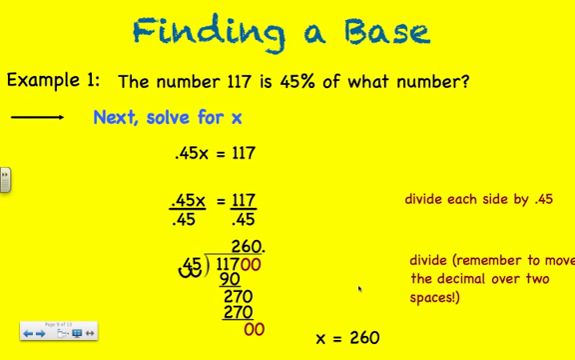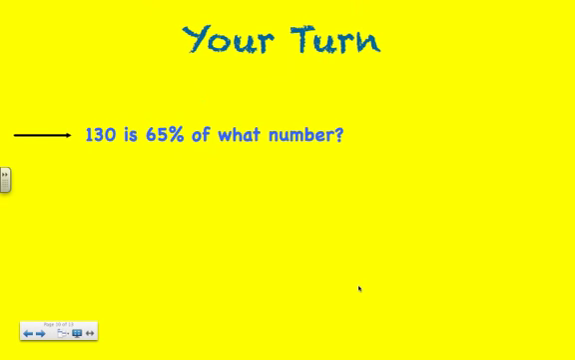The key piece in this, hopefully, is you remember how to divide by decimals, and you remember to actually move your decimal over and add zeros if needed, which in most cases it will be, and then bring your decimal point up to the top. Okay, so that is how you find a base. Your turn. 130 is 65% of what number?